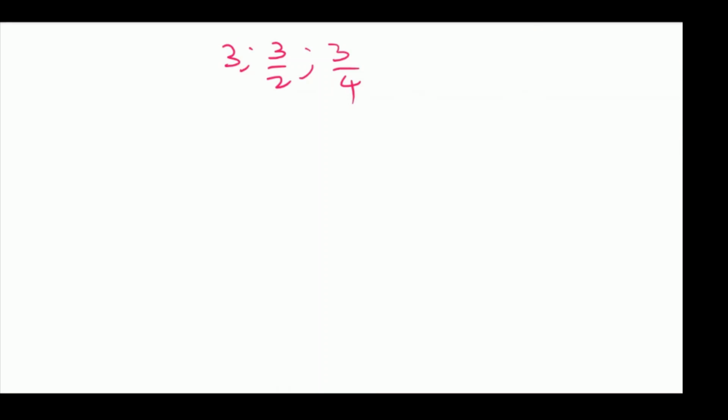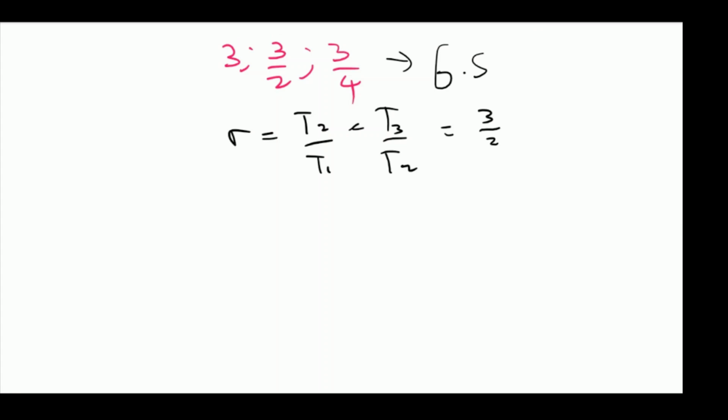So we're going to find our common ratio, which is r. Knowing that this is a geometric sequence, r is equal to t2 over t1, which is equal to t3 over t2. So if you divide 3 over 4 by 3 over 2, you should get your r as 1 over 2. So this is your value of r.